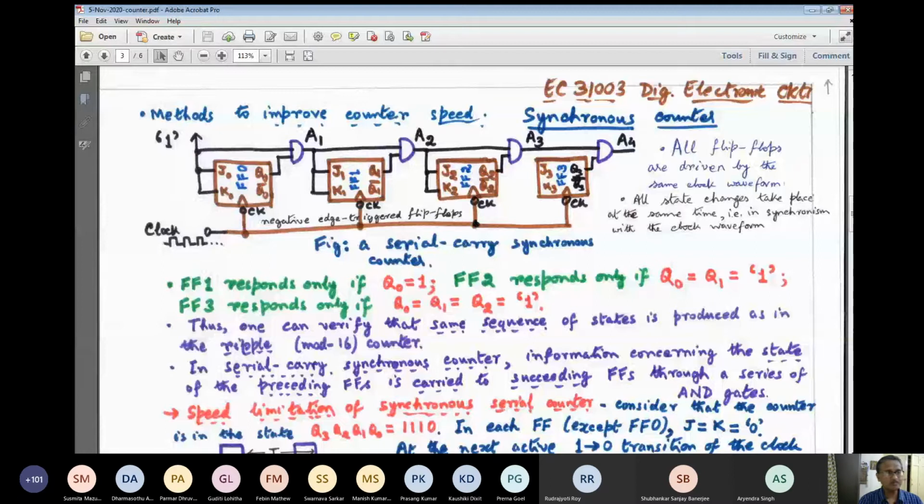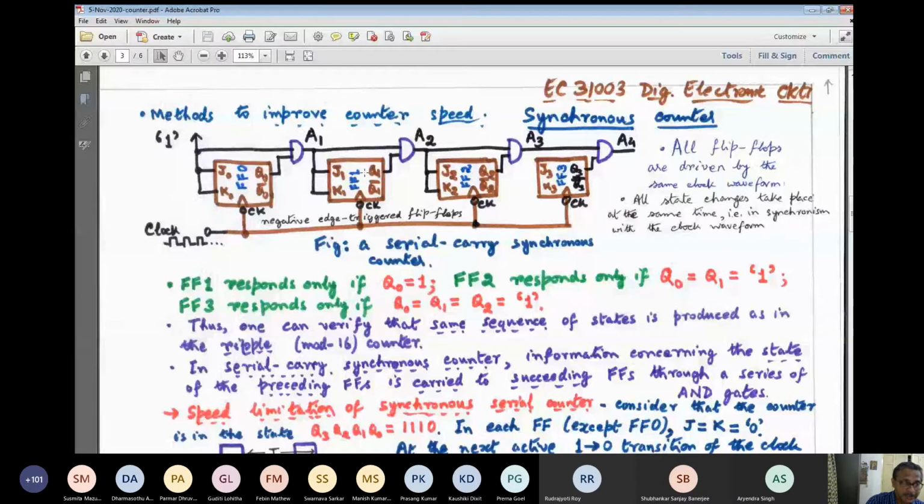So FF1 here, you see, means this flip-flop responds to the clock, undergoing a change in state only when Q0 equals 1. Unless Q0 equals 1, this AND gate will not be enabled. So when Q0 attains logic 1, J and K are 1, and if the clock gives a 1 to 0 transition, it will change state. If it was earlier 0, now it will become 1. If it was earlier 1, now it will become 0.